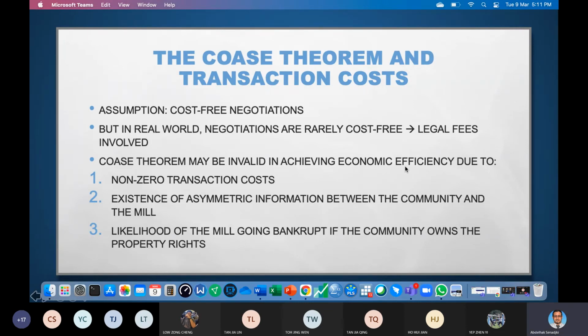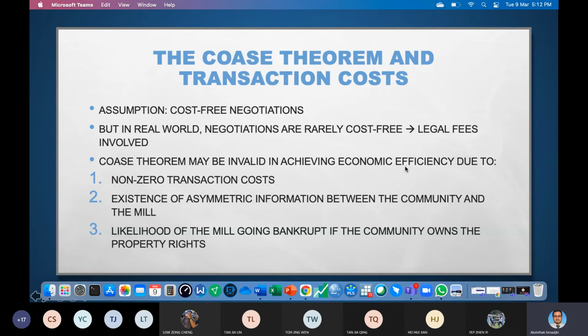In the real world, negotiations are rarely cost-free, and we always have legal fees involved. So the Coase theorem may be invalid in achieving economic efficiency due to non-zero transaction costs, which are assumed away, and the existence of asymmetric information between the community and the mill. Some information is not well known to one side of the party or both of them, and there is the likelihood of the firm going bankrupt if the community owns the property right.